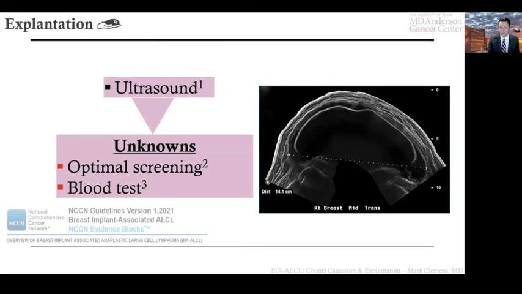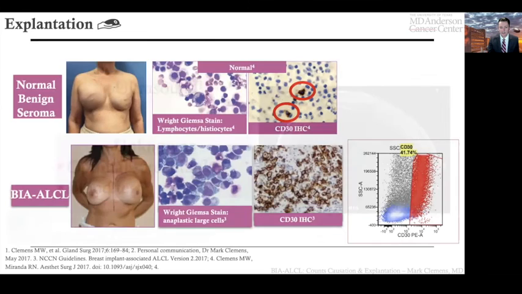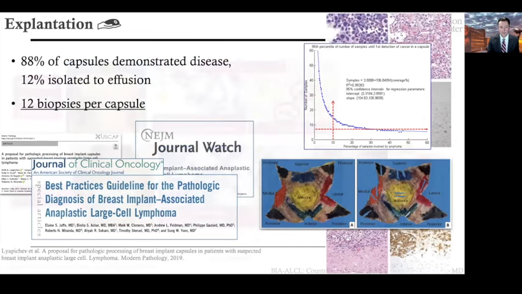And this is just what it looks like for an ultrasound in one of these patients. This is how these patients present. The normal top one is just a benign seroma, but it can look very similar to a breast implant ALCL patient shown on the bottom. And you can see confluent staining of CD30 immunohistochemistry.